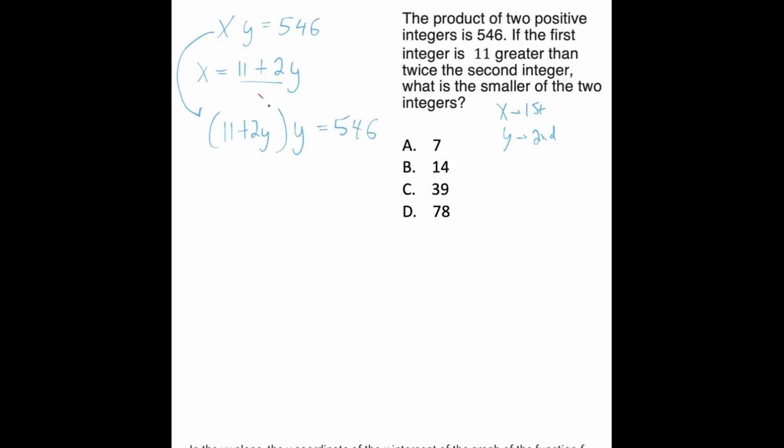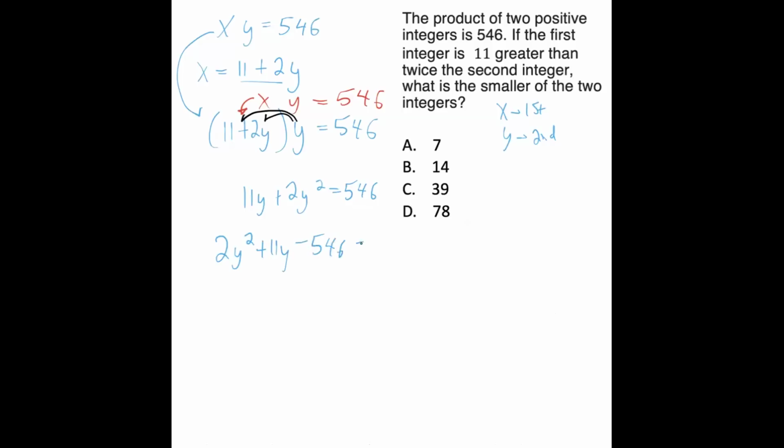So right now we just went into the equation that said xy is 546, and we substituted x with 11 plus 2y. Now we're distributing this way. The y gets distributed into the first parentheses. So 11y plus 2y squared is 546. Now this is a quadratic, so we preferably want everything on one side with the squared term equal to 0. So we'll take away 546 and rewrite it as 2y squared plus 11y minus 546 equals 0.